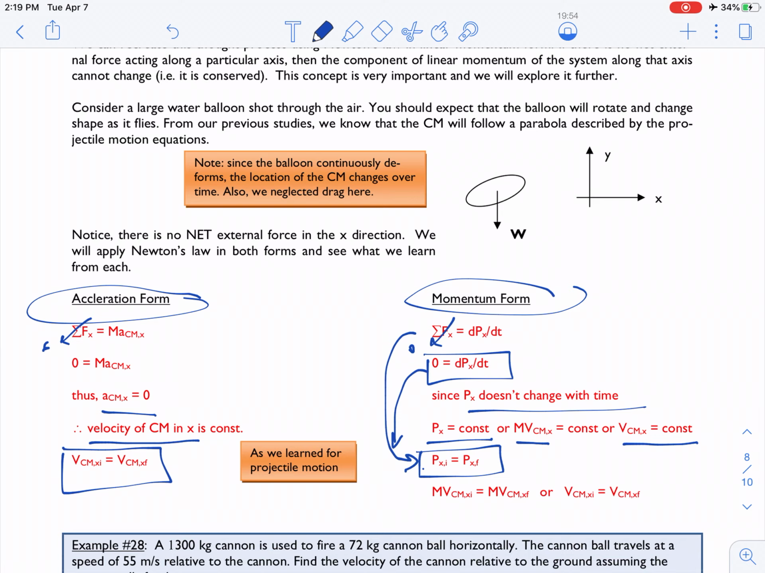P is mass times velocity. When you write them in terms of the definition of momentum, mass will go away and you get the same thing, as you should. Both of them come from Newton's second law, just in different forms, and they should give you the same thing, and we did.